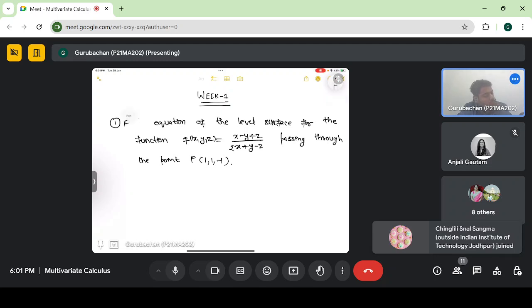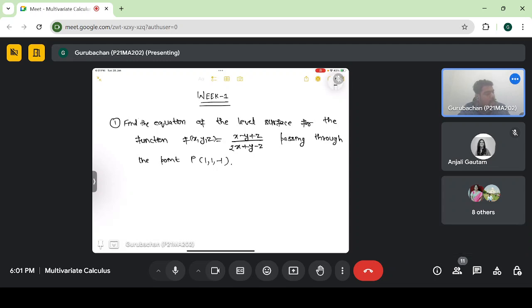To precisely find the equation of the level surface of f(x, y, z) given by this, for the point (1, 1, minus 1). So this is the question related to lecture 1 of week 1. First of all, I would like to recall the definition of the level surface. Let me write formally the exact definition.